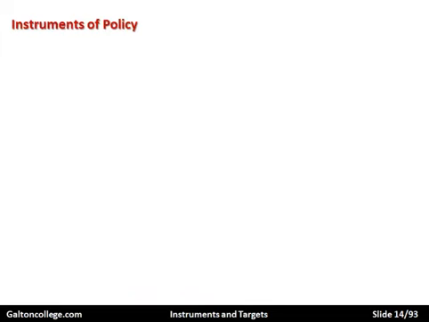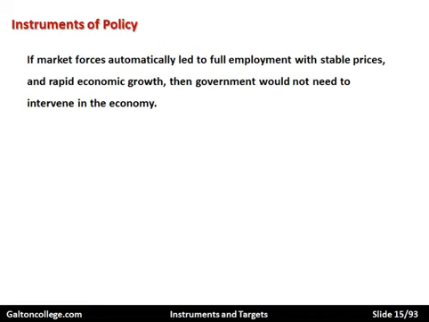So the instruments of policy. Well, if market forces automatically led to full employment with stable prices and rapid economic growth, then the government would not need to intervene in the economy. So if the market did it, then we would not need the government to intervene. But we do need the government to intervene. That seems to be the outcome, that the economic system does not generate full employment.